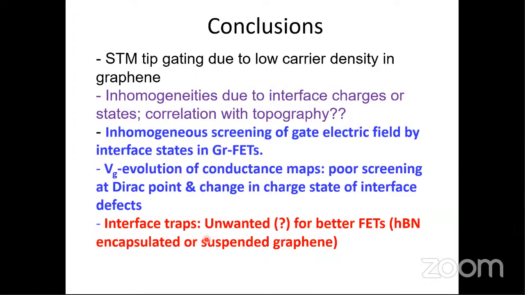But the last point I said is that these interface traps are unwanted when you want to get good graphene devices, but maybe they are wanted. They may be useful for other applications, perhaps like memory applications. Okay. So that is something which I want to highlight at the end, that interface charges, interface defects, store charge, which can be manipulated. We have seen that charge changing using the STM, right? And we have been able to manipulate that charge using gate annealing, okay? So that's the take home message which I would like to convey.